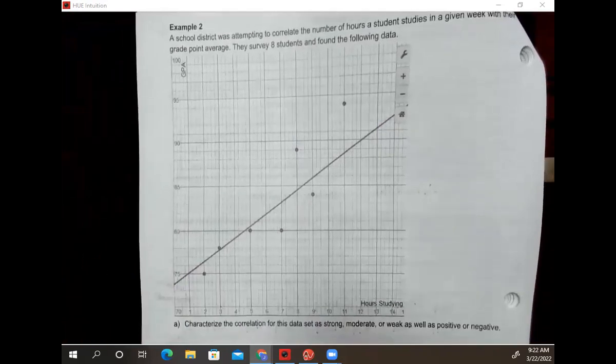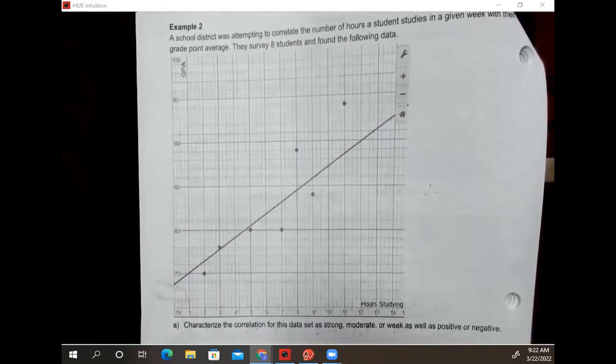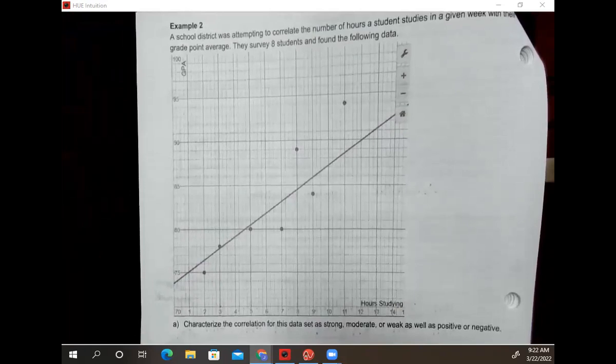So the context here is that a school district was attempting to correlate the number of hours a student studies in a given week with their grade point average. They surveyed 8 students and found the following data. Now, since we're in the statistics unit, and one of the things we talked about earlier was sampling, good sampling methods, unless the school district is like 10 kids total, only surveying 8 kids is not a good sample.